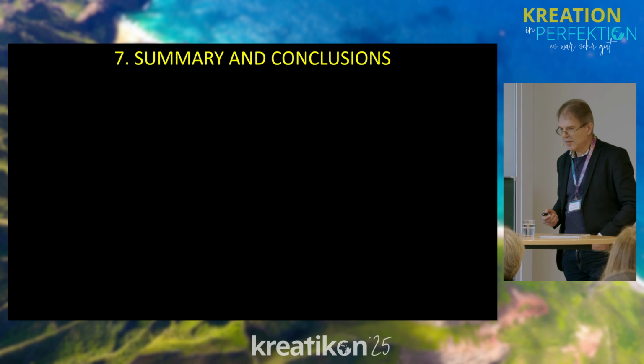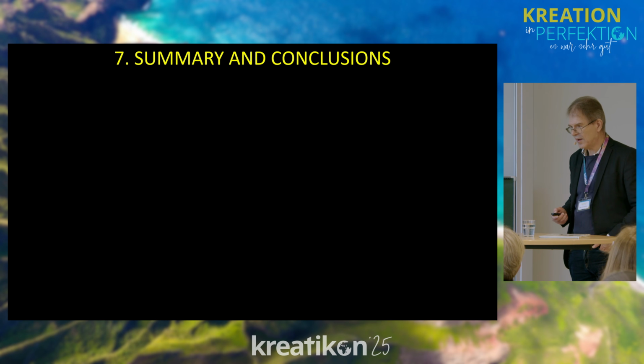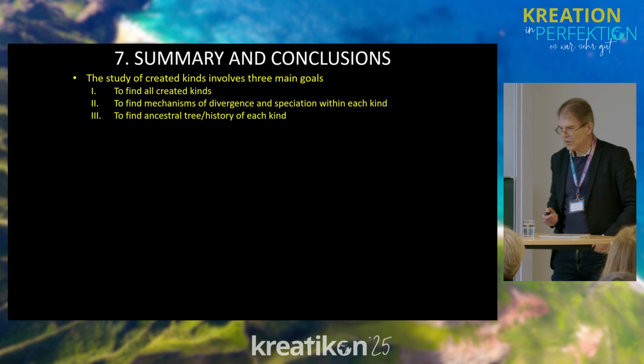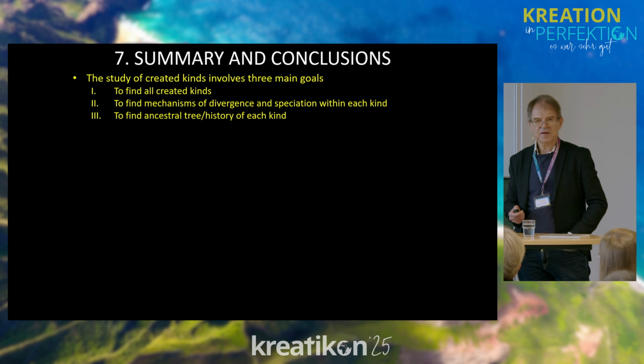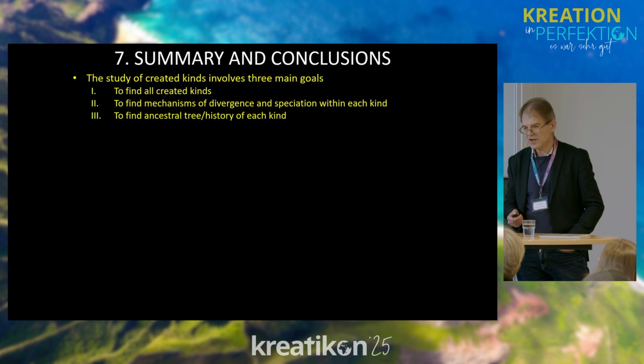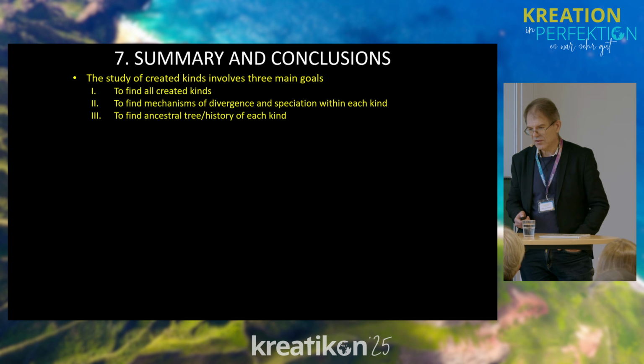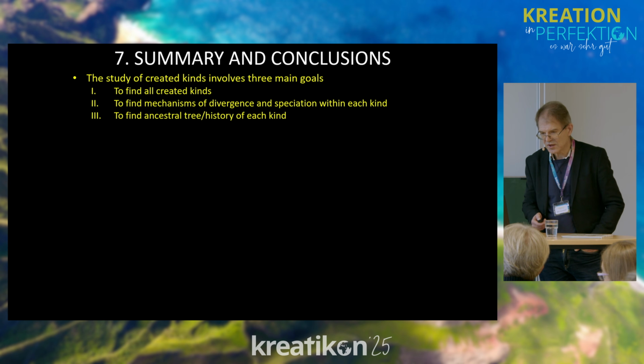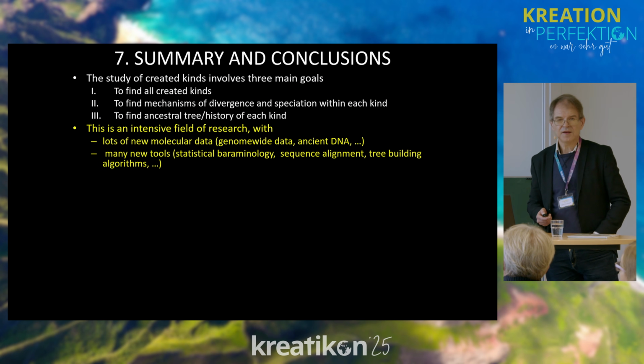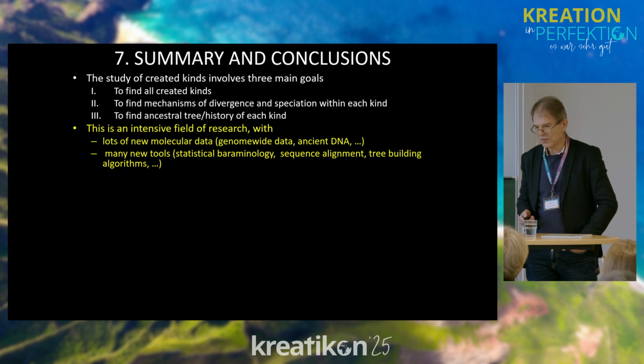So let me end with some summary and conclusions. So the study of created kinds, it involves 3 major goals. Firstly, to find all created kinds. Secondly, to find mechanisms of divergence and speciation within each kind. And thirdly, to find the ancestral tree history of each kind. And this is really an intensive field of research.